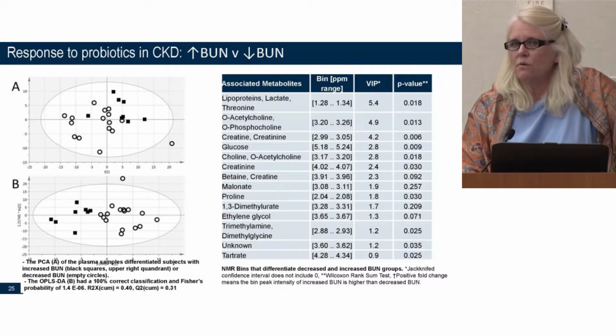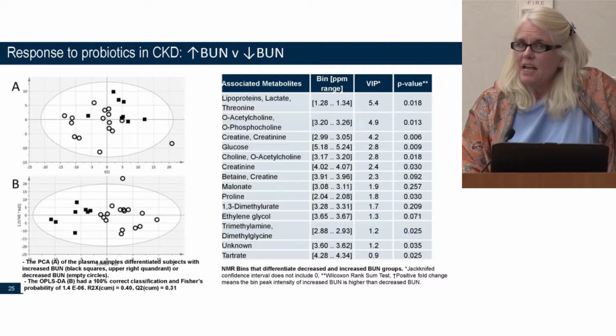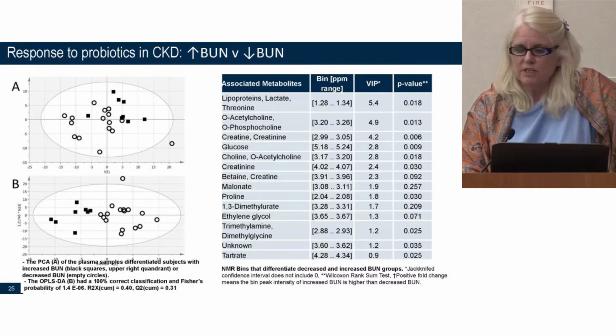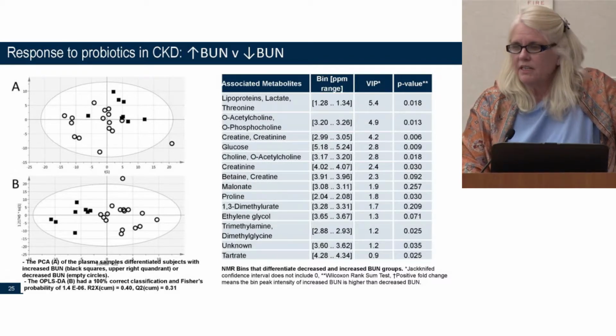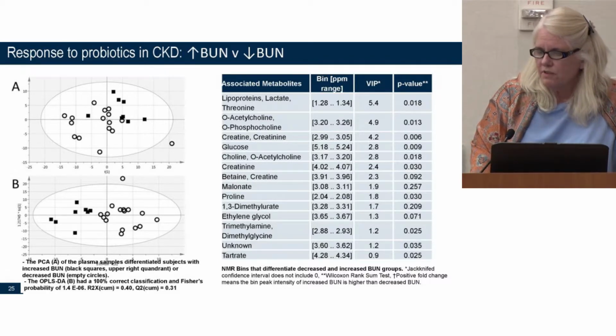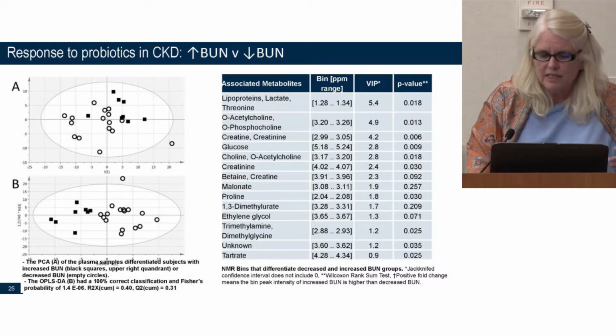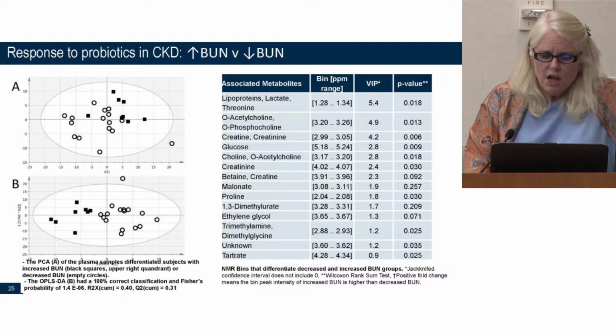So that's the goal: to understand that at baseline, what metabolites are associated with having a BUN decrease later, because that could be clinically relevant if you can validate it, to be able to understand who should get some kind of treatment or not get that kind of treatment. But also this helped us understand more about the mechanism of it.